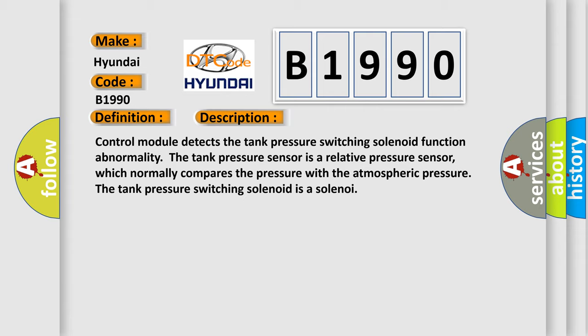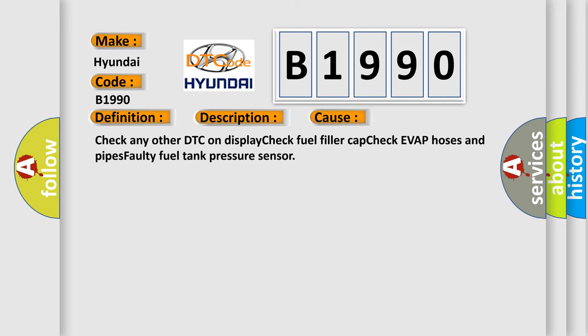The tank pressure sensor is a relative pressure sensor, which normally compares the pressure with the atmospheric pressure. The tank pressure switching solenoid is a solenoid. This diagnostic error occurs most often in these cases. Check any other DTC on display. Check the fuel filler cap. Check evap hoses and pipes. Faulty fuel tank pressure sensor.